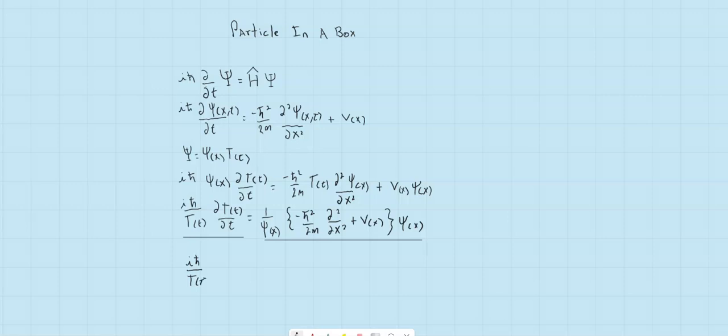And now, since T depends only on small t, I no longer need to take the partial because there's no other variable. So I'm just going to take the derivative of capital T of t over dt, and I'm going to call this constant E.